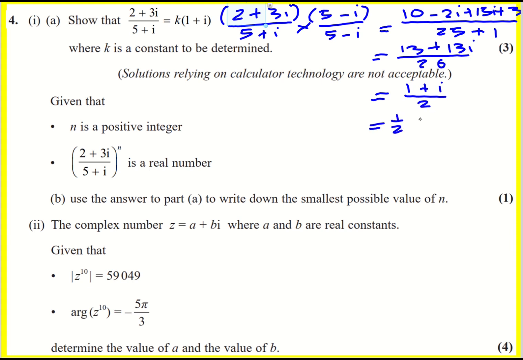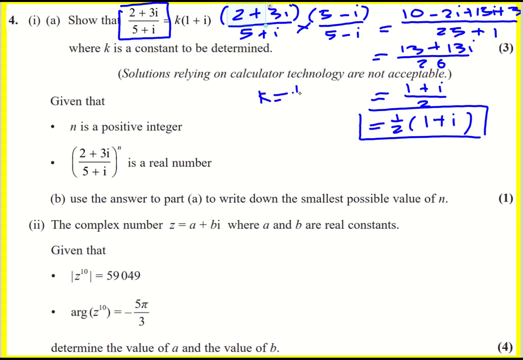Okay, we're nearly there. A half times (1 + i). There we go. I might write down k is a half. I've determined it. It's implied in my answer, but there we go.